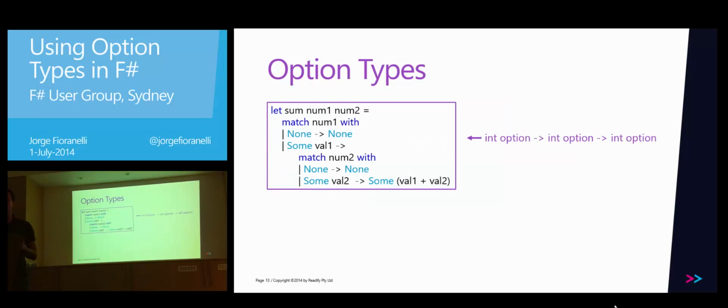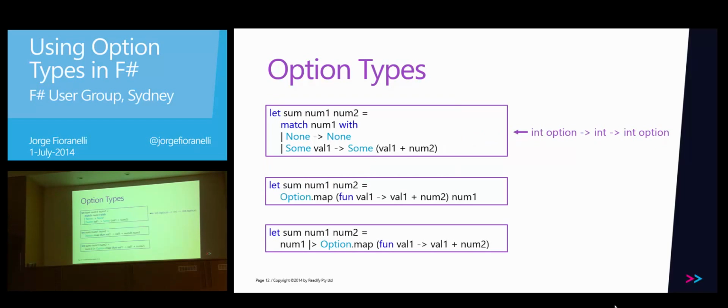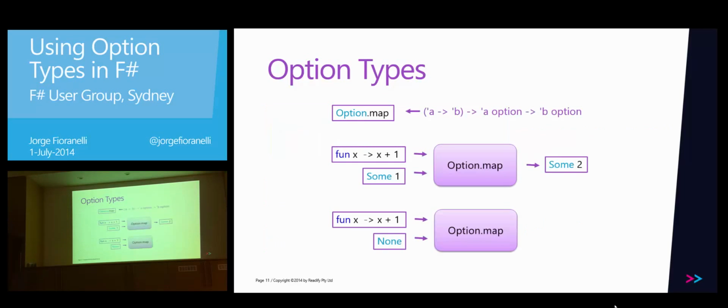So just to recap, the map function on an option: if the input is a none, it'll return a none, and if it's a some, then it'll return the value as a some, or whatever is in there.